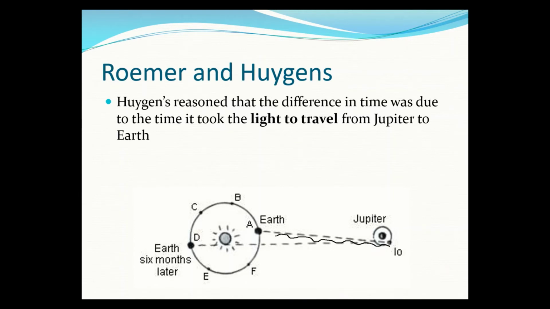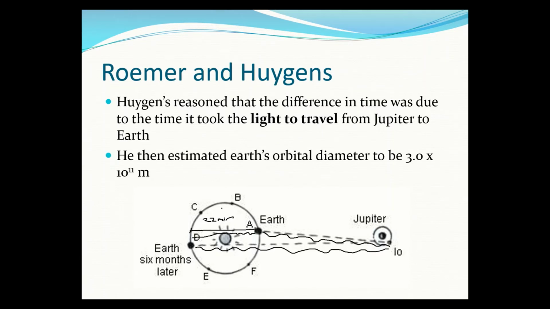So this is the distance that it takes light from Io to reach Earth when it's closest. And this is the distance it takes light to travel when Earth is further, right? So he found that the time was 22 minutes different, and that's because it took the light 22 extra minutes to travel there. And they also knew that Earth's orbital diameter was about 3 times 10 to the 11 meters. So they knew a distance, they knew a time.